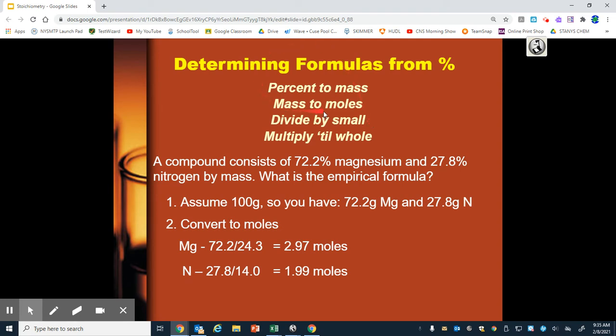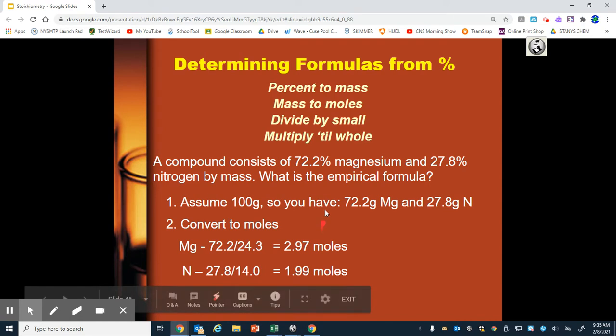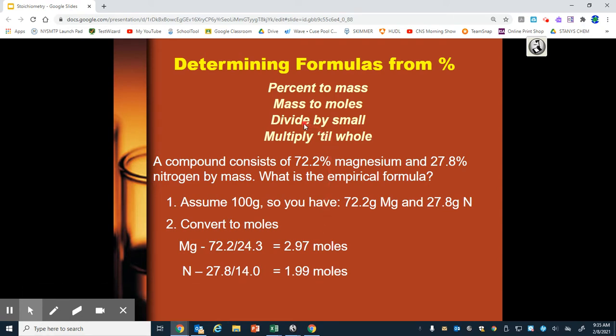So that's mass to moles. We did percent to mass here, just converted from percent to grams. Mass to moles, so you do the normal mole formula, divide by the GFM. Okay, now we have to divide by the small. And what that means is you're going to take the numbers you have.